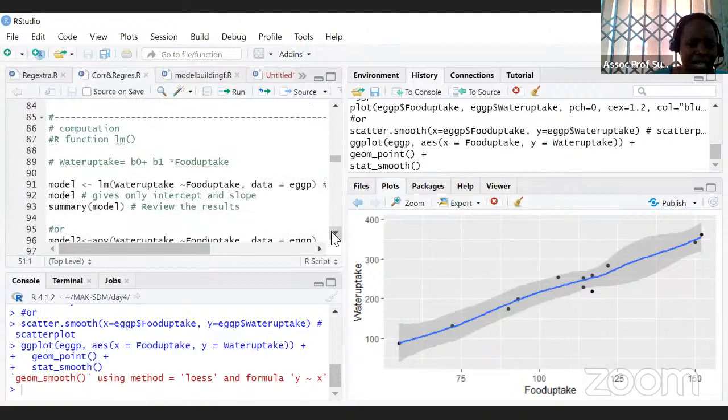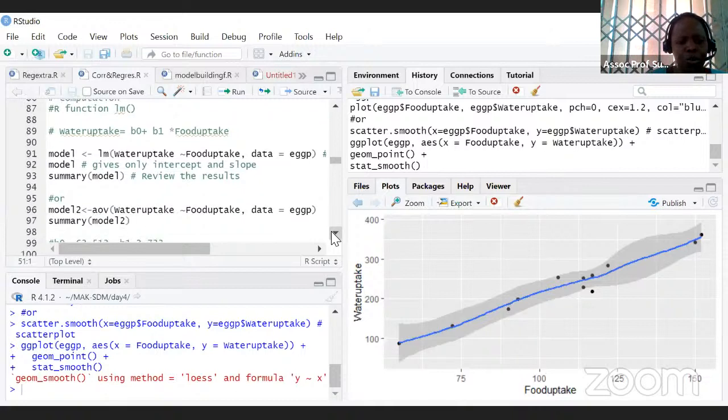Line 90, where we are running the linear model. Even here, there are 2 ways you can run the model. You can use lm, which is linear model, then put in your y-axis, which is water uptake, as a function. You can see the tilde there shows that water uptake is a function of food uptake, and the data set is called egg P. Now, model is the object name. It doesn't have any meaning. It's just the name of that particular line, 91.